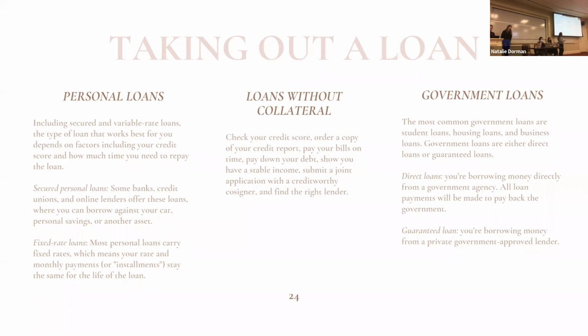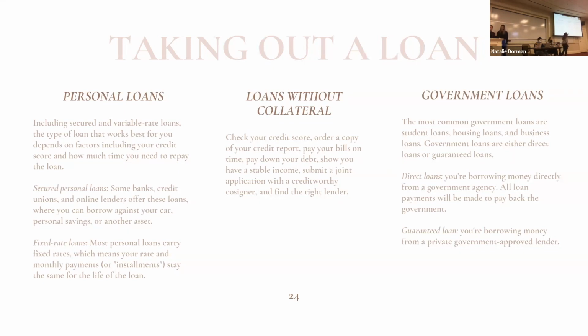And then we have fixed rate loans. Most personal loans carry this type of rate, which means your rate and monthly payments or installments stay the same for the life of the loan. So like we said before, those might be more reliable and stable over time. And then we have loans without collateral. For this one, you check your credit score, pay your bills on time, pay down your debt. Just make sure that your application looks appealing when you're taking out a loan, so you don't have to put up collateral for it.